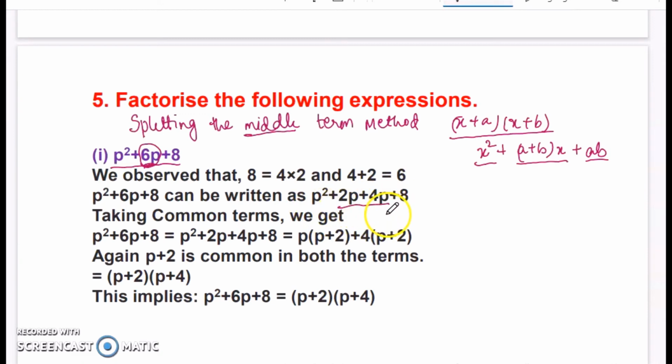Now once you have split the term, the next step is to factorize it the same way as you do regrouping. That is between p square and 2p, you will take the common factor out. So you can write it as p into p plus 2. Plus between the last two terms 4p and 8, you can take 4 common. So plus 4 into p plus 2. Now between these two groups you have got p plus 2 common, so you can take that outside. So you will get p plus 2 into p plus 4. This will be the factors of p square plus 6p plus 8.